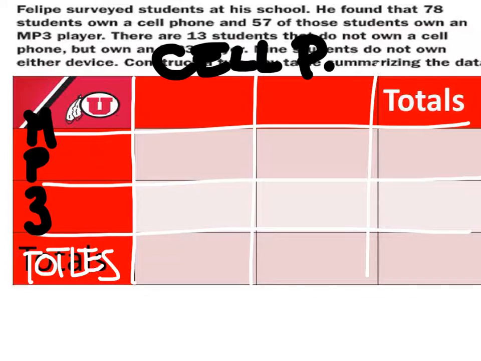So, from here, it tells us some of these values. Let's see. So, you found that 78 students. Okay, so let's look at cell phones up here at the top. Right here. So, the cell phones. What are the two options with cell phones? You either have a cell phone, or you don't, or no cell phone.